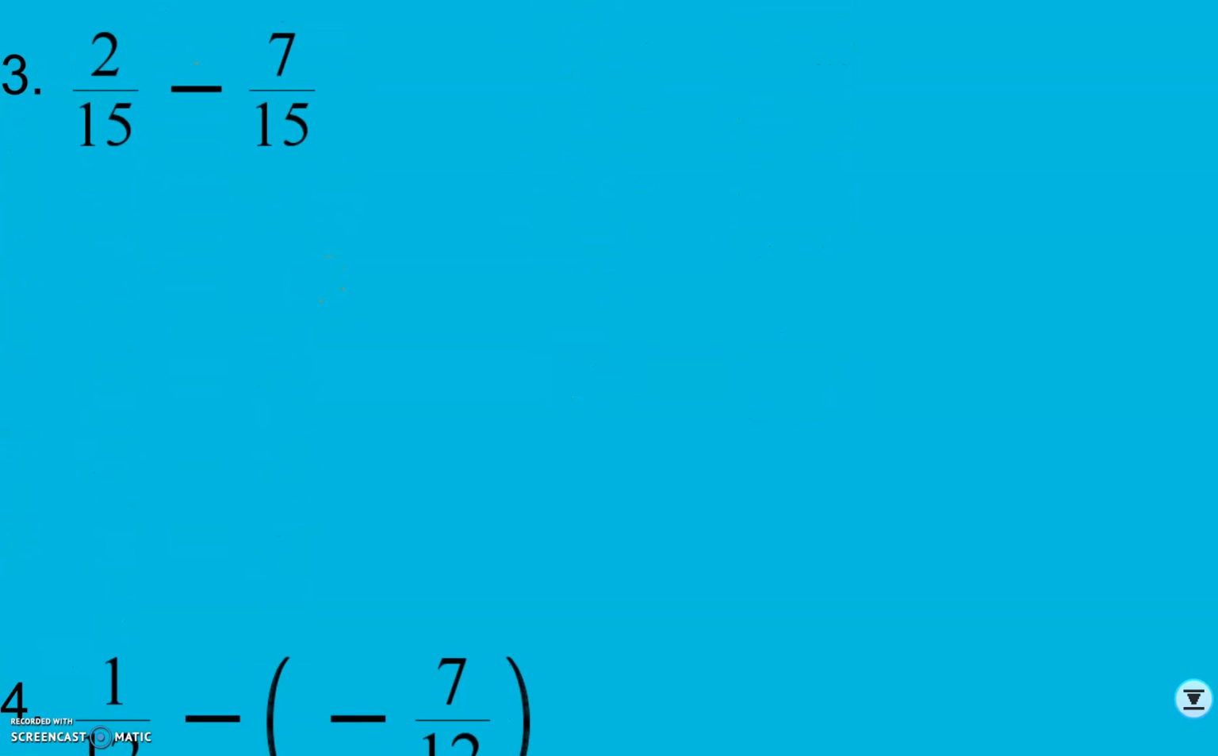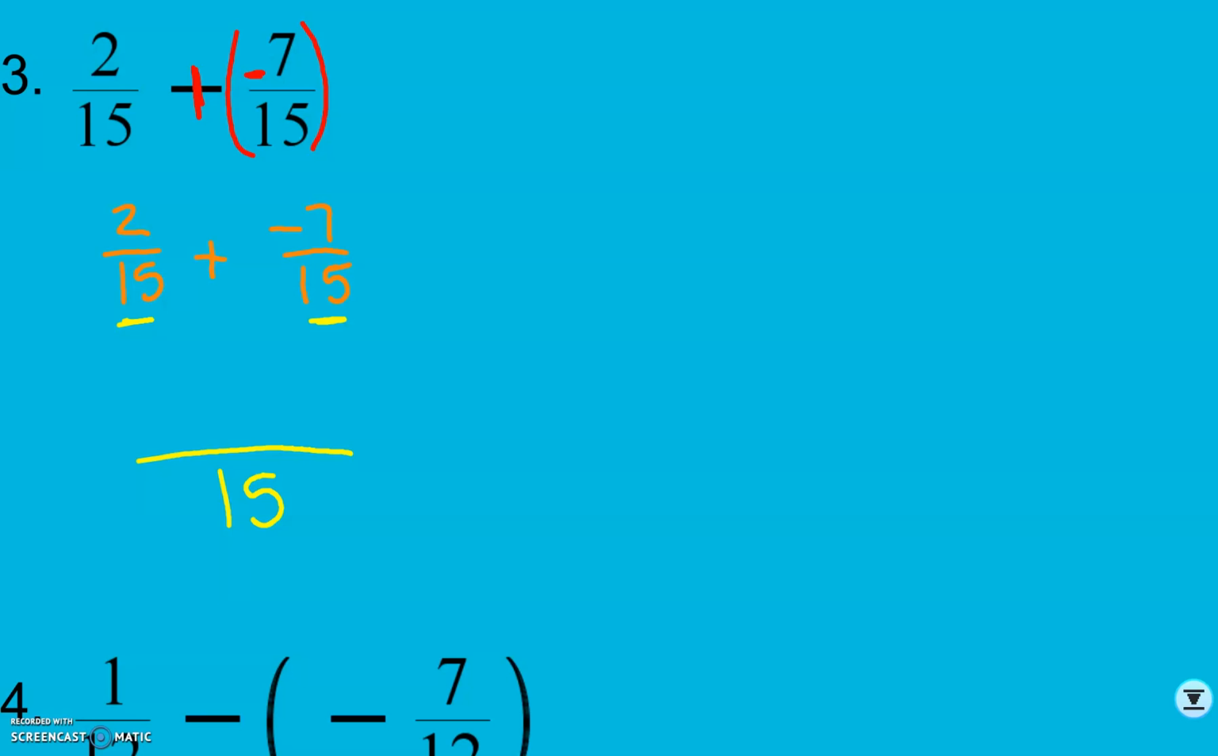For 3, we are subtracting. I'm going to change from subtracting to adding and take the opposite of the number that follows. Right now it's a positive 7 over 15, so I'm going to make it a negative 7 over 15. So I have 2/15 plus negative 7/15. I have a common denominator, so I'm going to go ahead and keep that denominator, and I can perform the operations on my numerator.